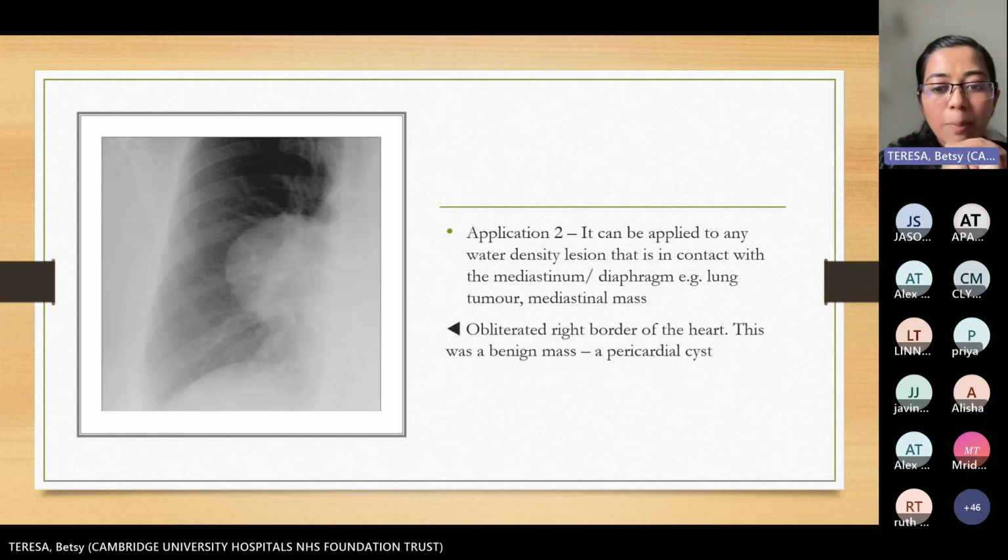Moving on, we've got another application for the silhouette sign as well. So it can also be used for any water density lesion that is in contact with the mediastinum or the diaphragm. Like you can see here, the right dome of the diaphragm appears to be well defined, but the right cardiac border seems to be a bit effaced. So here, this was a pericardial cyst, which sort of obscured the right heart border.